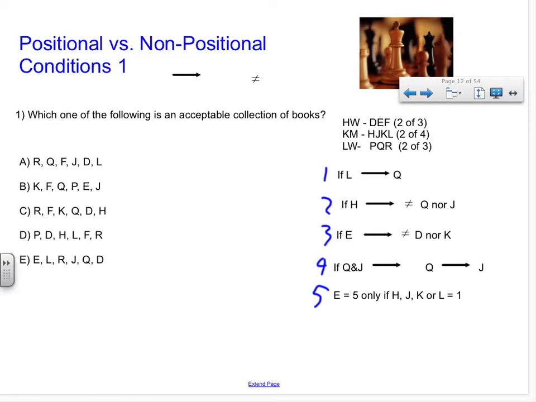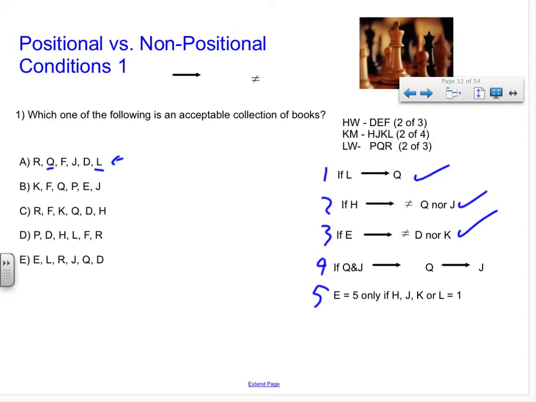So A, which is right here, uses the following letters: R, Q, F, J, D, L. So first off, I'm going to look at each of the conditions and see if any are broken. So if L, then Q. So that one follows the condition. Condition 2, if H, then can't equal Q nor J. So I don't see an H, so it looks like we're correct there. If E, then can't equal D nor K. I don't see an E in letter A, so we're good with that condition.